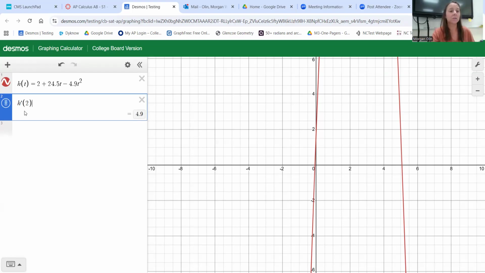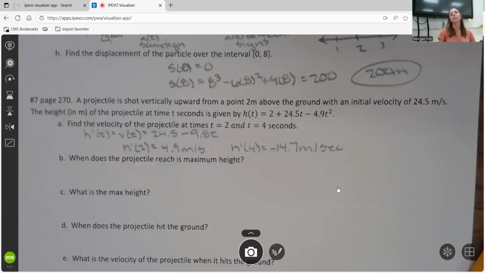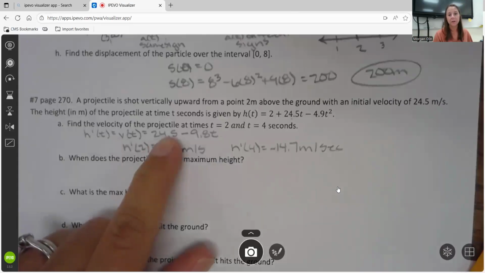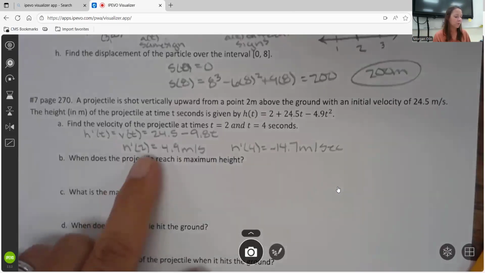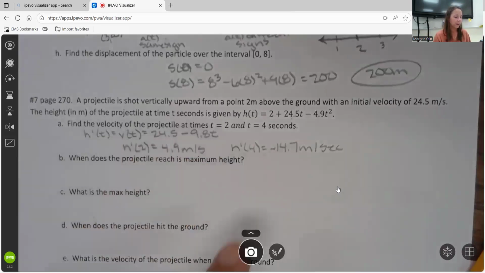Then we can do the same thing. If I change this to 4, we get that h prime of 4 is going to be negative 14.7 meters per second. And you can see that I have written them down right here. So that's how we can use our calculator. It can find the derivative without us actually finding this function. Now, if you want to check to make sure it's right, plug 2 into here, see if you get that, plug 4 into it as well, and see if you get that.